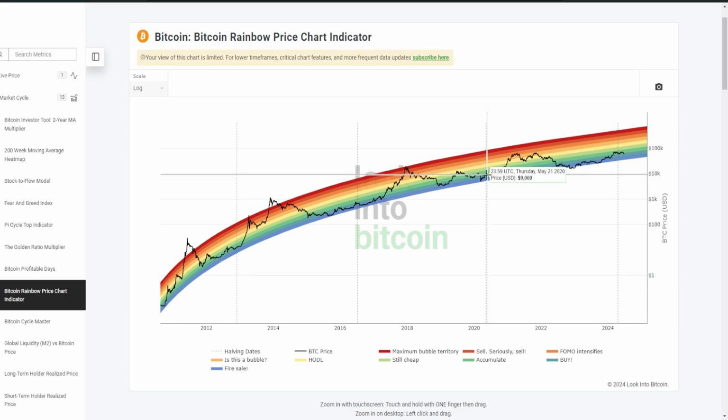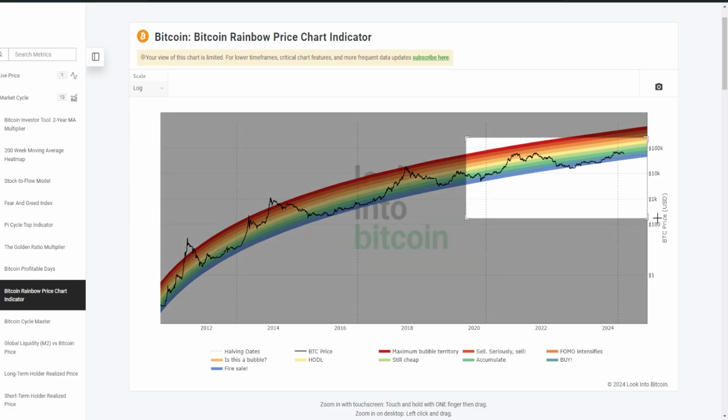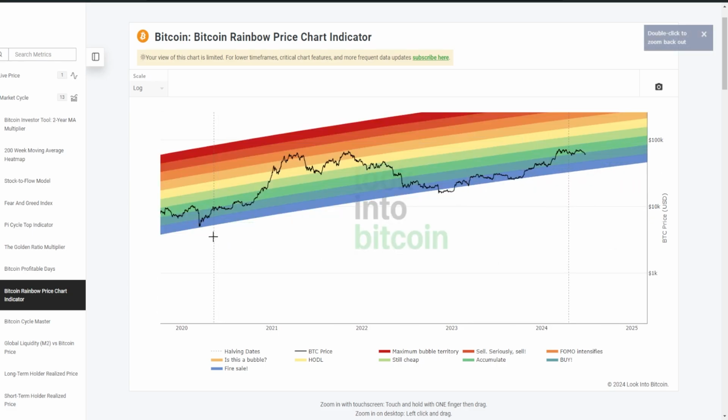Well, every single halving it's buy and accumulate, right? The dotted lines are the halving. So we're in buy and accumulate right now. Let me zoom in. So yeah, the last time we were at 9K, 10K at the last halving in 2020, which is just insane. And then pretty much just upwards, dude, there's barely any downwards action since the last halving.